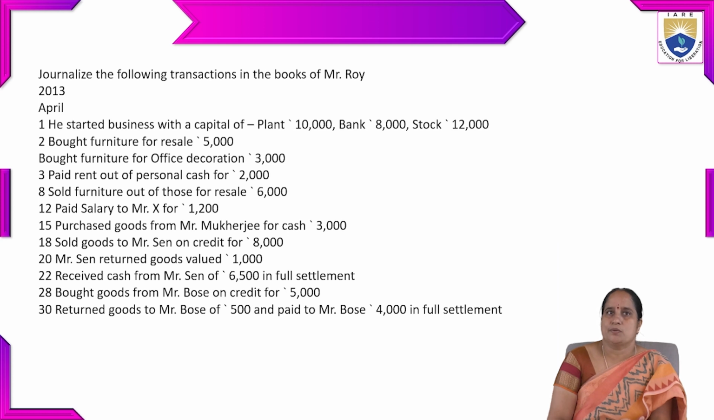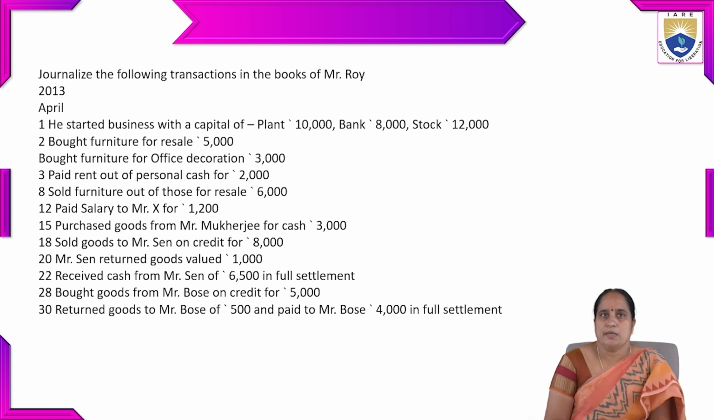On 12th April, paid salary to Mr. X for 1,200 rupees. On 15th April, purchased goods from Mr. Mukherjee for cash at the rate of 3,000. On 18th April, sold goods to Mr. Sen on credit for 8,000. On 20th, Mr. Sen returned goods valued 1,000. On 22nd April, received cash from Mr. Sen of 6,500 rupees in full settlement.